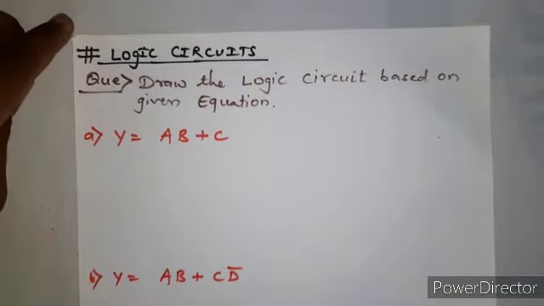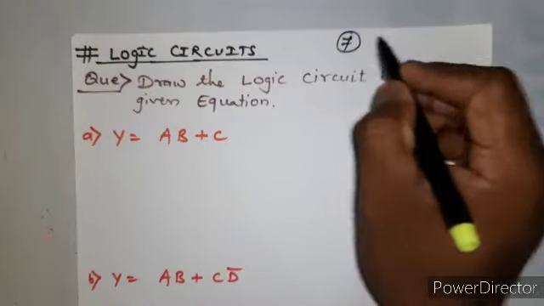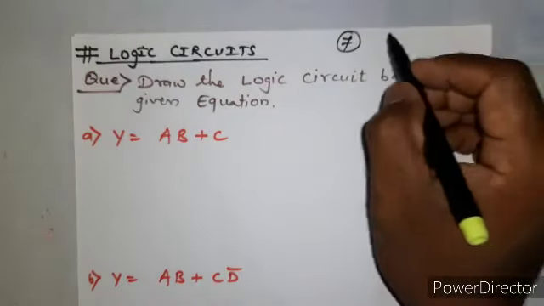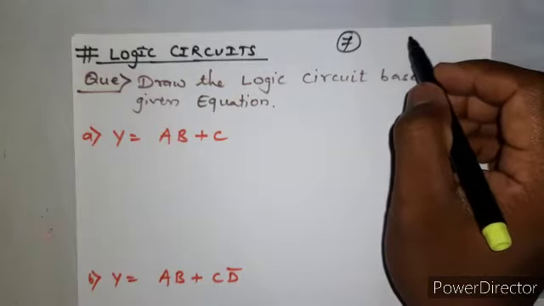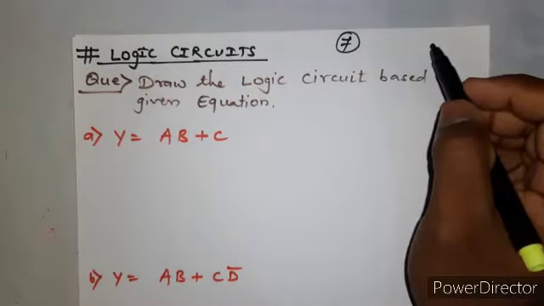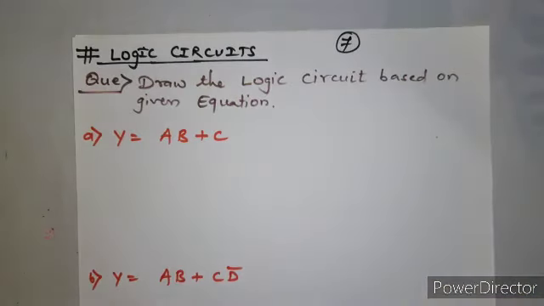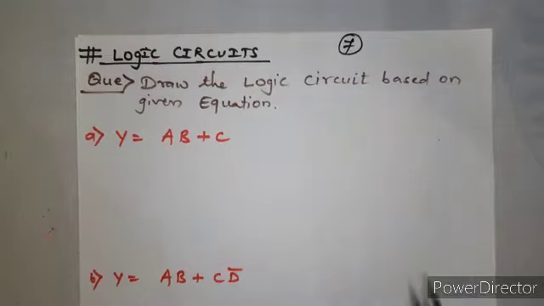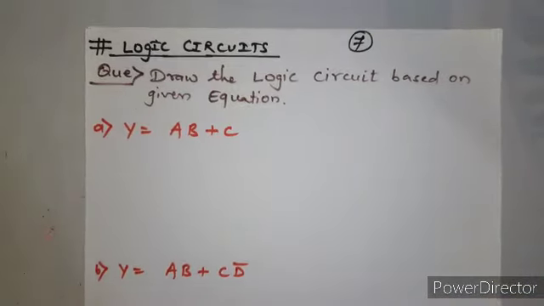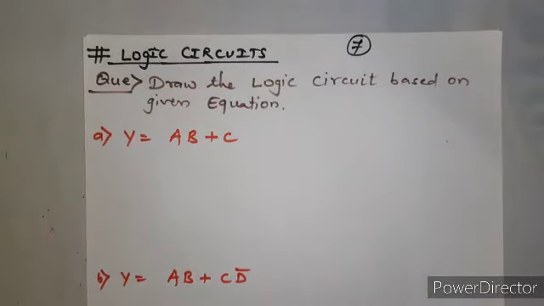In the last few lectures, we have discussed all the gates, all 7 types of gates: basic gates, derived gates, and universal gates. Now, in this lecture I'm purposefully conducting from the exam point of view, that is, how different questions can be encountered based on these logic gates. Now you can see these questions.